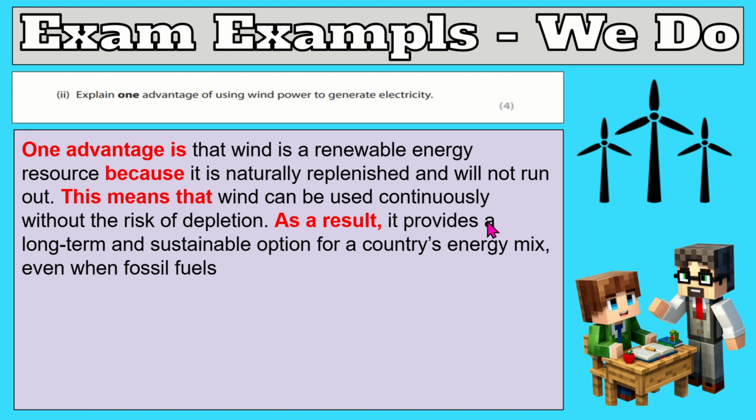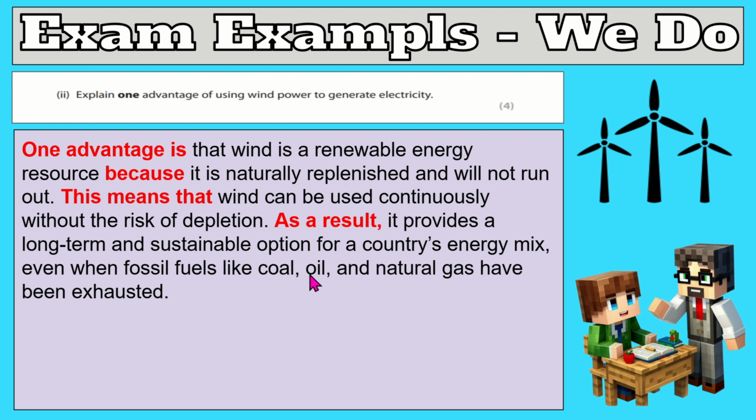As a result, it provides a long-term and sustainable option for a country's energy mix, even when fossil fuels, like coal, oil, or natural gas, have been exhausted. So long after humans have used all of the coal and all of the oil and all of the natural gas in this world, we will still have wind. Okay, so it's nice. This paragraph here is contrasting renewable energies with finite fossil fuels.